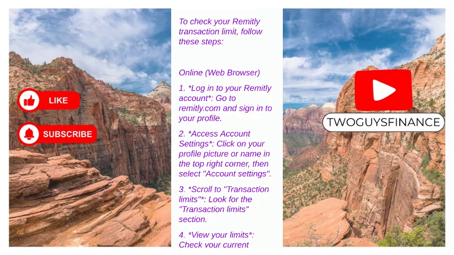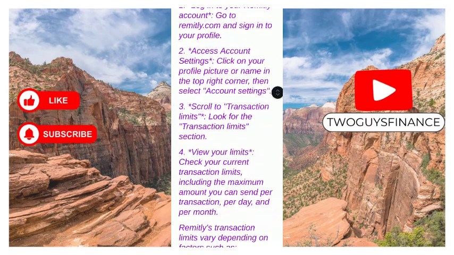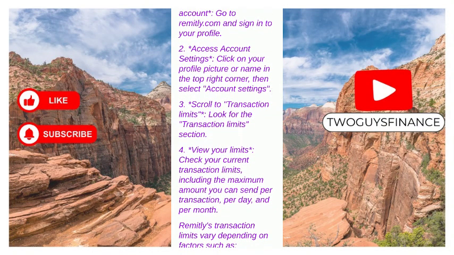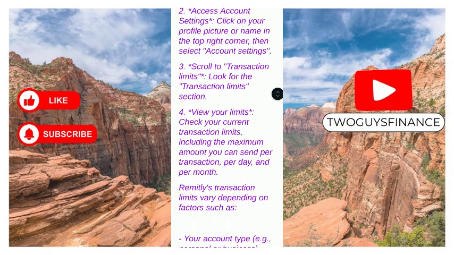The first step you need to take is go to remitly.com and sign into your profile. Next, you have to click on your profile picture or name at the top right corner, then select Account Settings. Next, look for the Transaction Limit section and you will see the limits. Now you can check your current transaction limits, including the maximum amount you can send per transaction, per day, and per month.